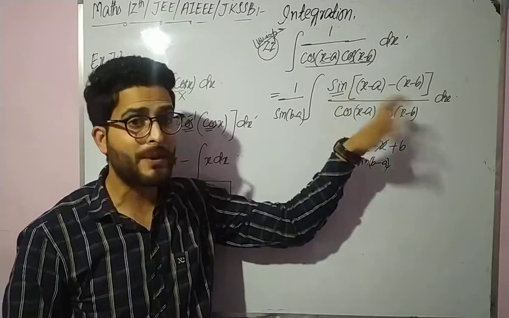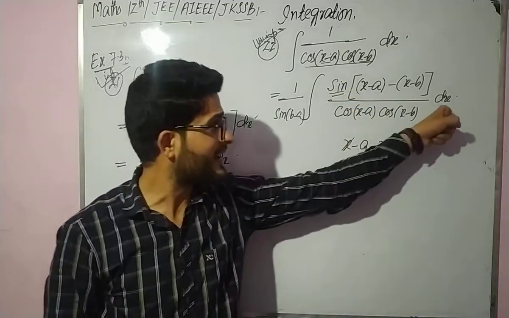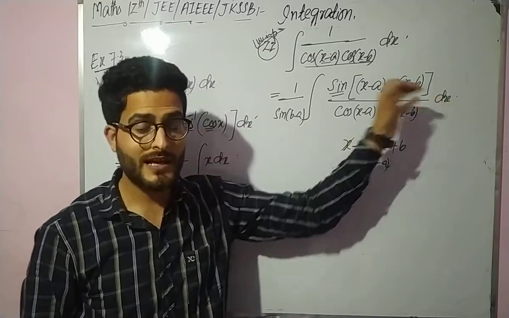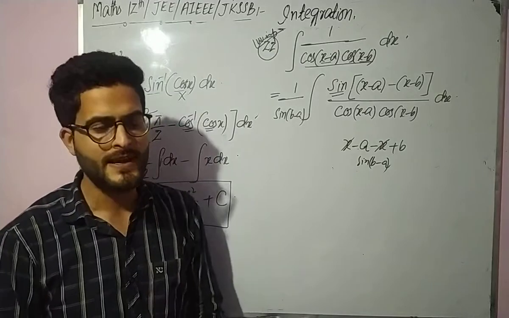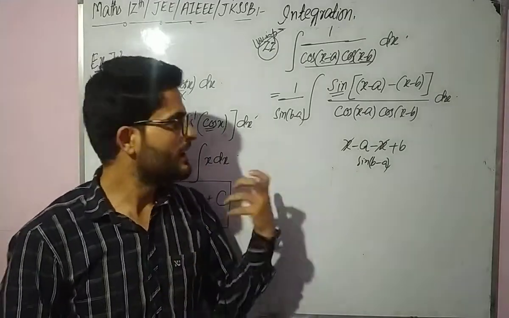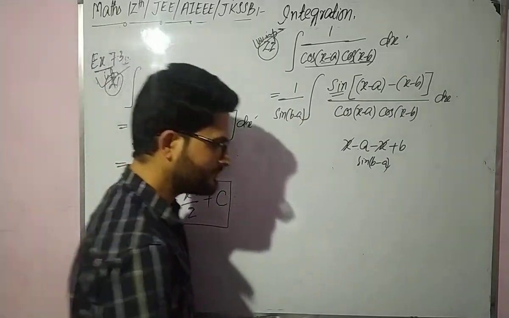Plus x minus x will cancel out. There will remain sin of b minus a. Sin of b minus a will be treated as a constant because we are integrating with respect to x, right? The element of integration is there, and that is dx. The variable of integration is x. So sin of b minus a is a constant. तो constant से multiple भी किया, constant से divide भी कर दिया.